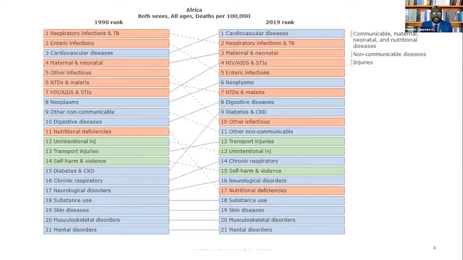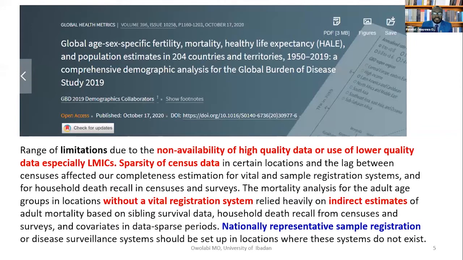And indeed, looking at some of the data, you will notice that cardiovascular diseases, including stroke, is now the leading cause of death on the African continent as of 2019. So it's a major challenge that we need to combat.